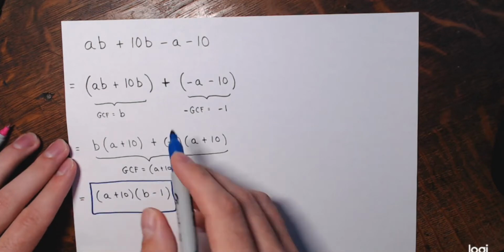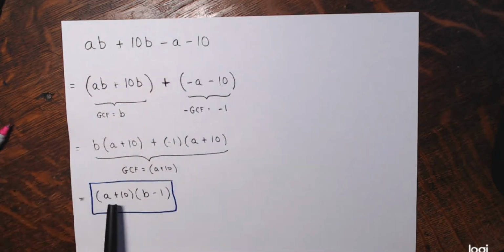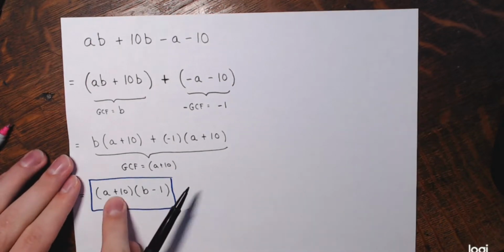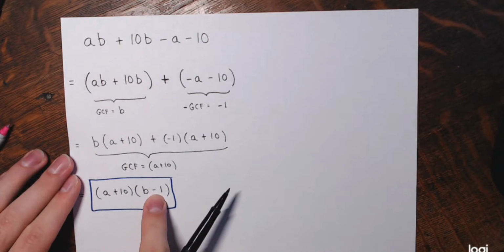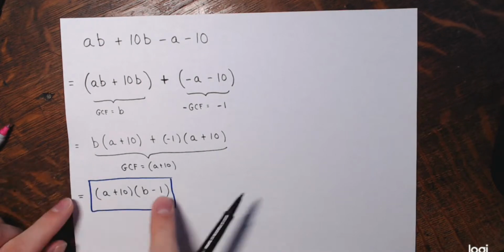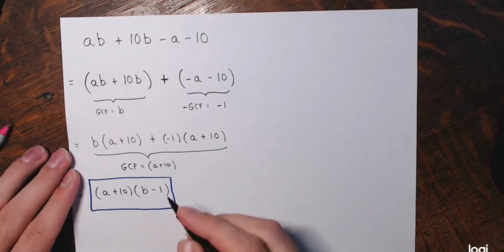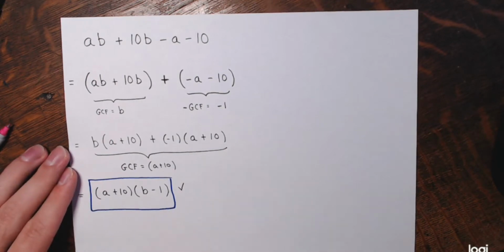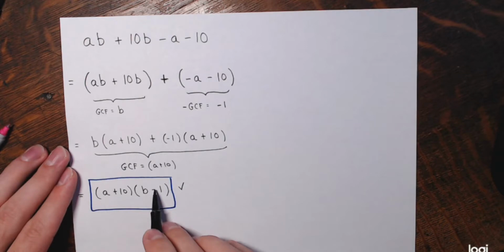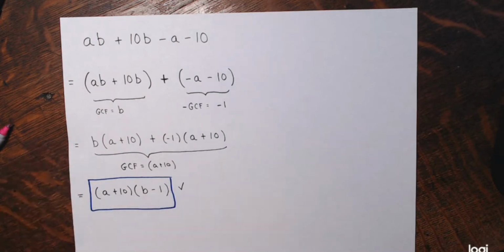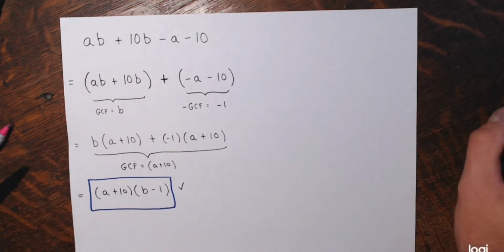All right, there's the original expression written as just a product, right? No sums or differences. Yes, there's a sum inside that factor and a difference inside that factor, but as a whole, it is a product. It's multiplication. And then, of course, again, please check. Distribute the a to the b minus 1, distribute the 10 to the b minus 1, and you'll see the same four terms that we had originally.